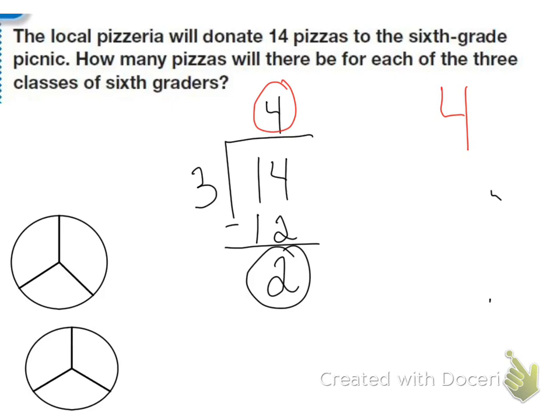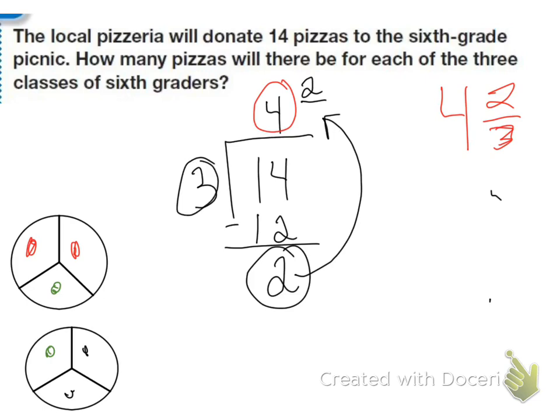Okay, so we can see that one class gets 2 pieces, one class gets 2 pieces, and the third class gets 2 pieces. So that's 2 of the 3 pieces, so that's 2/3. So each class is going to get 4 and 2/3 of the pizzas. Now we also know that my remainder becomes my numerator, and the denominator is the number I'm dividing by, so 3. So 4 and 2/3.